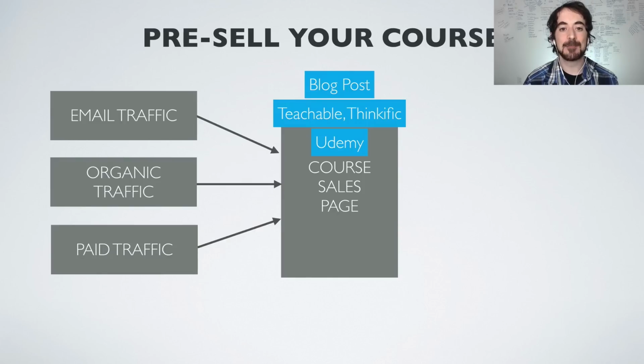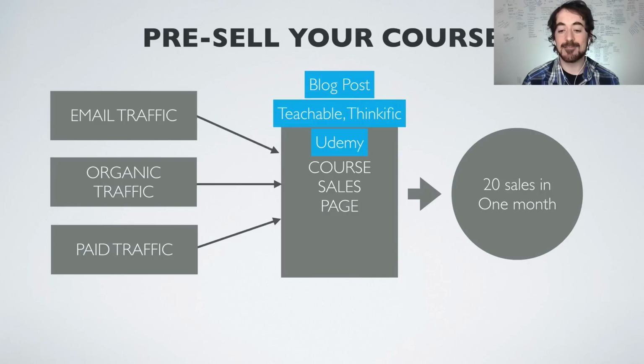And finally, the fastest way probably, but the hardest one at the same time to get right, is paid traffic. So basically, you're going to buy ads on Google or Facebook, and you're going to direct them to your sales page, and hopefully you can get some sales. My goal was to get 20 sales in 1 month. If you have a lot more budget, maybe you want to get more, but typically beta offers are between 15 and 30 people.